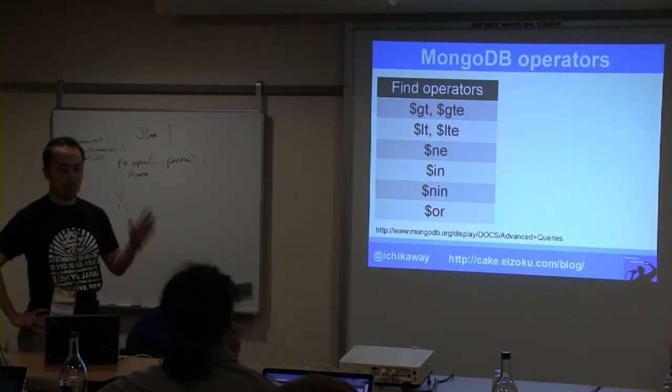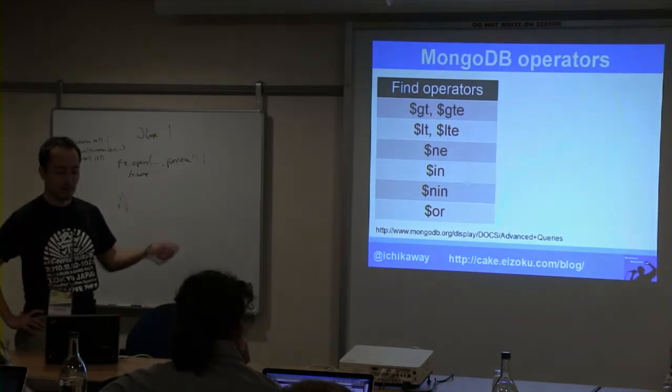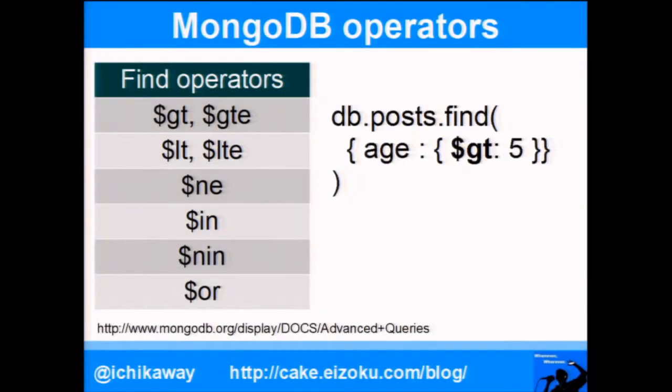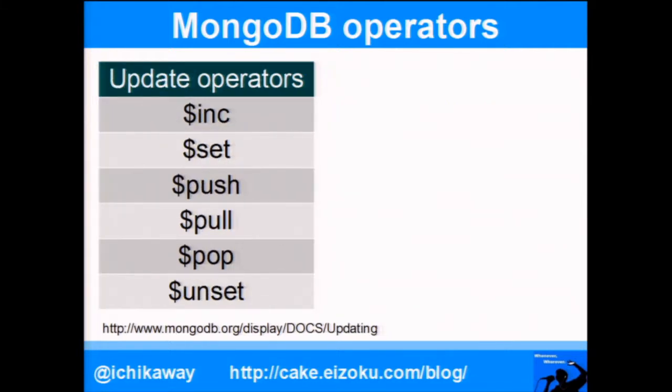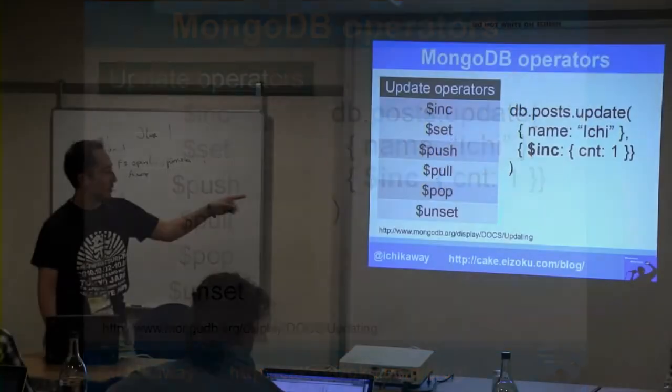MongoDB has some operators, like find operators such as greater than, less than, and so on. How to find data from the post collection? Age greater than 5, so it's easy to understand. It also has update operators, like increment, set, and so on. The first parameter of the update method is the condition. The second is the update data, increment age.